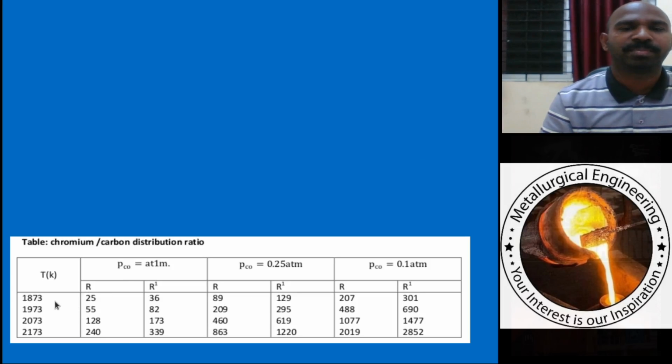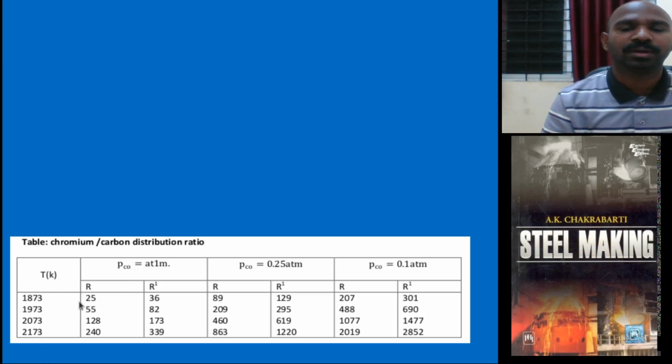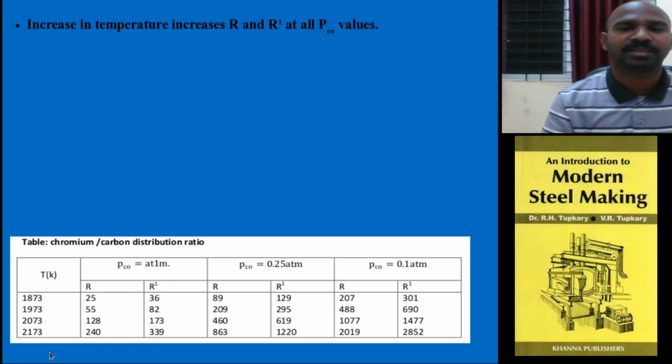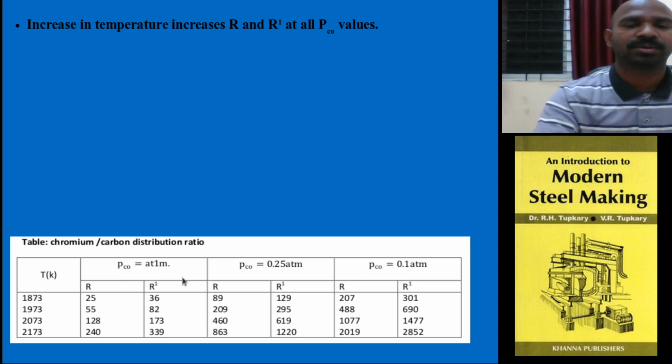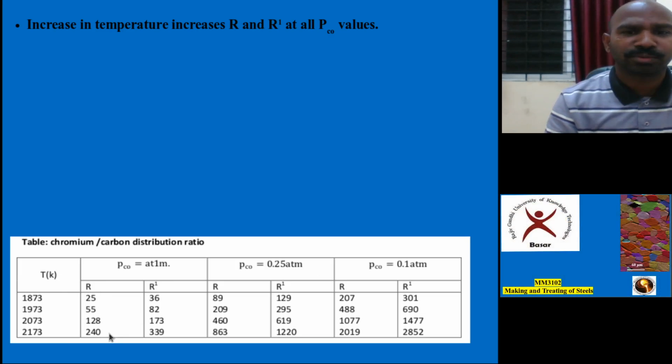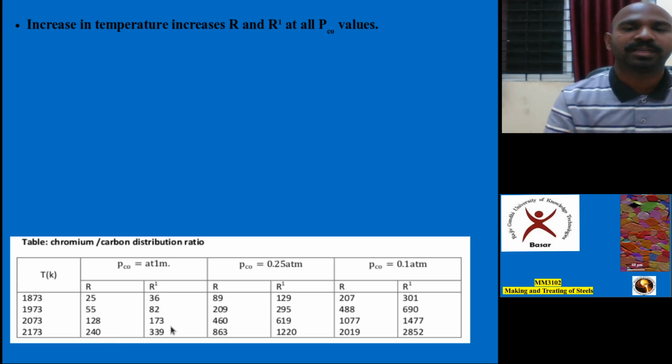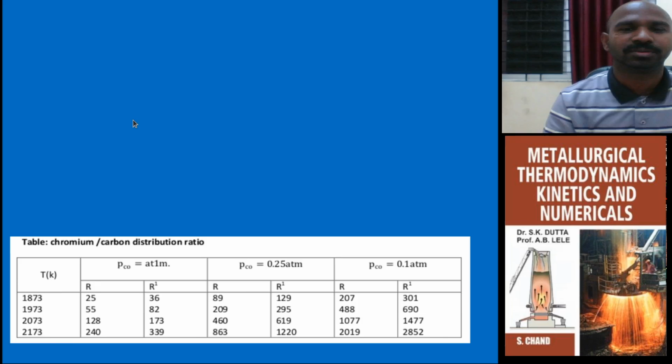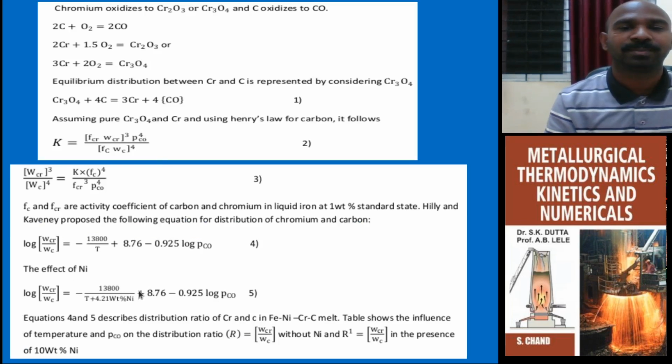For example, as the temperature is increasing, this table explains that R and R dash are also increasing at all partial pressures: 1 atmosphere, 0.25, 0.15. As the partial pressure decreases row wise and temperature increases, these R values and R dash values, without nickel addition and with 10% nickel addition, are increasing. When you substitute these values, you can calculate from the previous slide. These things will be given in the numerical problem.